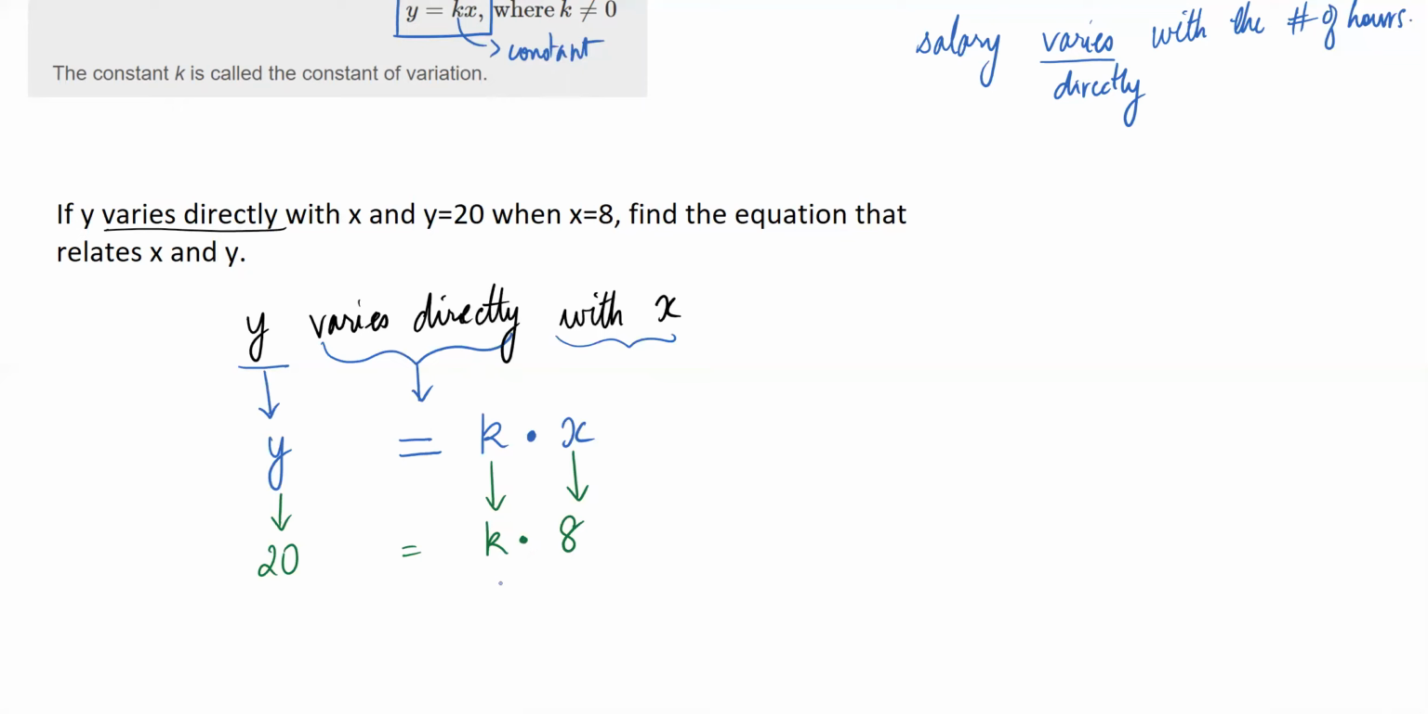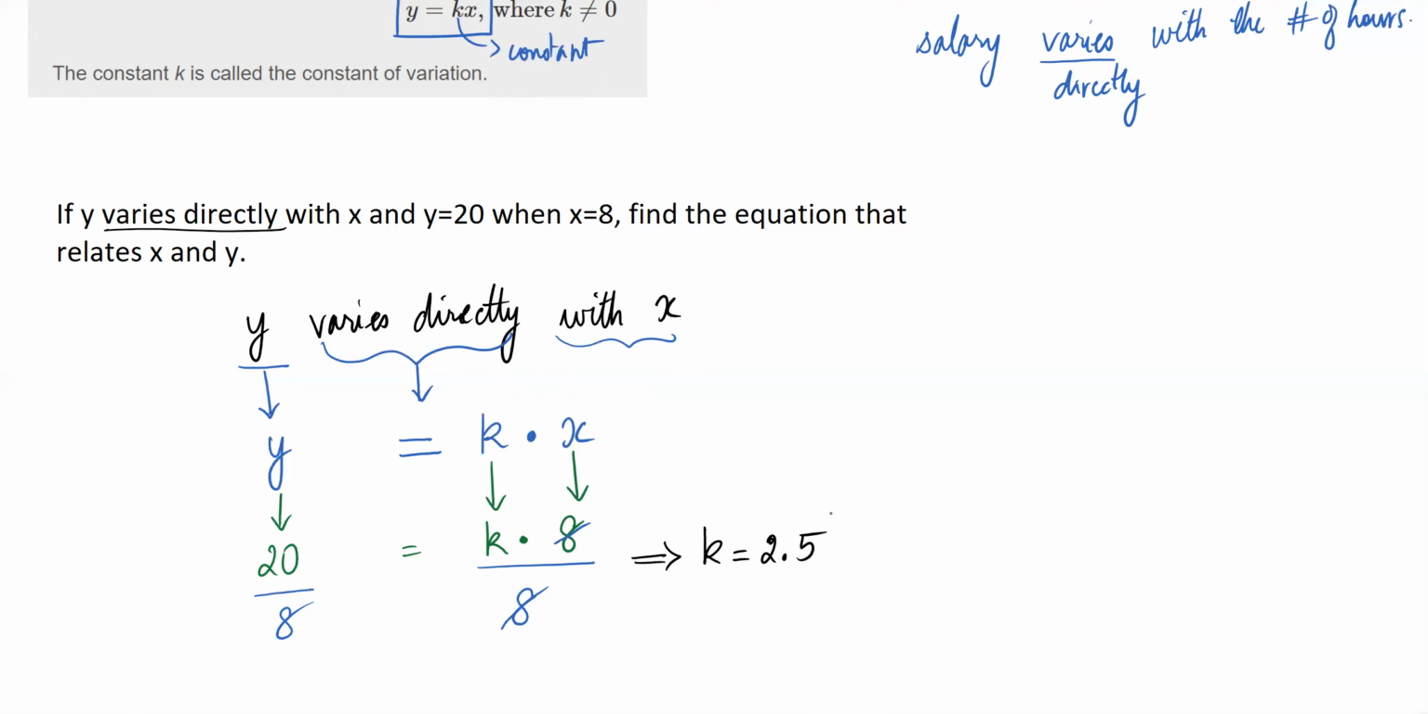So divide both sides by 8, and you get k as 20 divided by 8, which is 2.5. So we found k, the constant of variation. Remember, k is not a variable. As the name says, it's a constant of variation. It is a fixed value, and we're trying to find what that fixed value is.